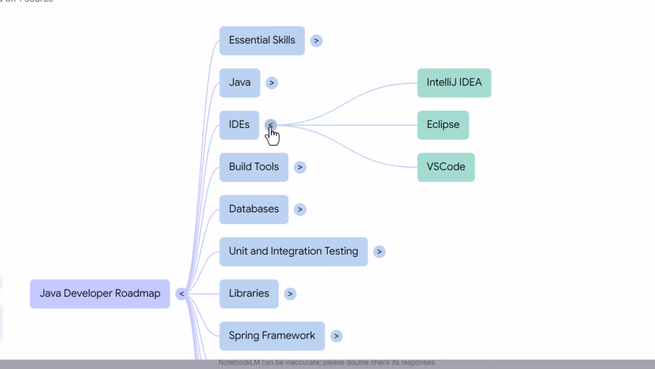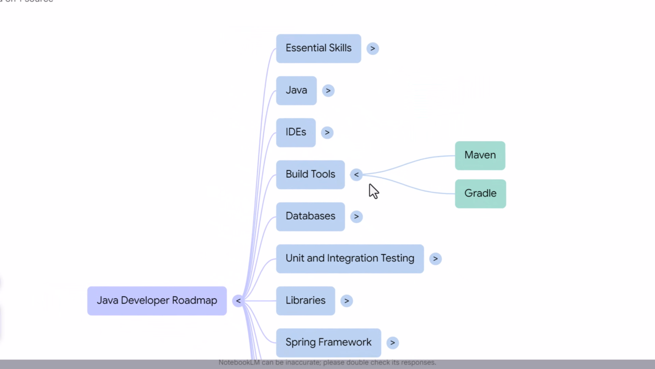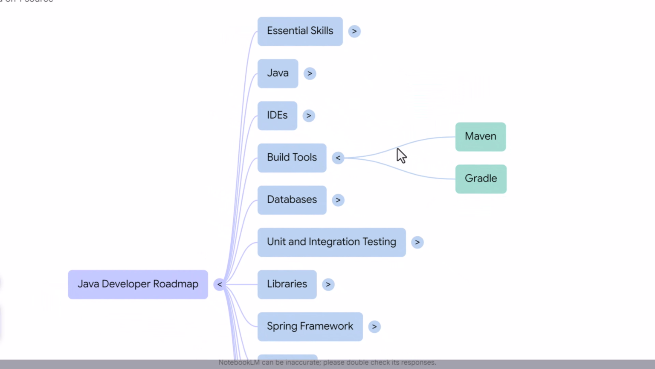Next, build tools. In professional development, you never compile or manage dependencies manually. This is where Maven and Gradle come in. They help you build projects, download dependencies, run tests, and create deployable packages. Most Spring Boot projects use Maven, but Gradle is becoming more popular due to its performance advantages. Understanding both tools is beneficial for your career.